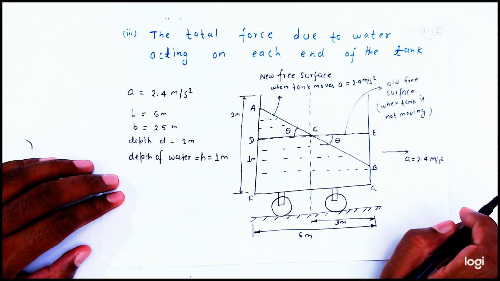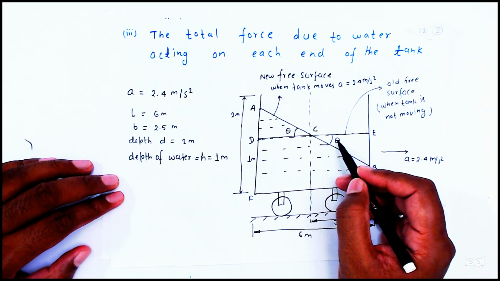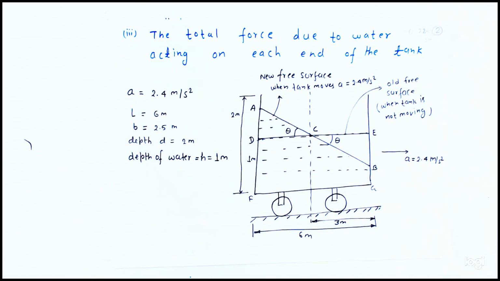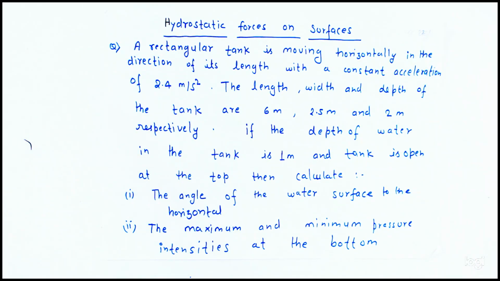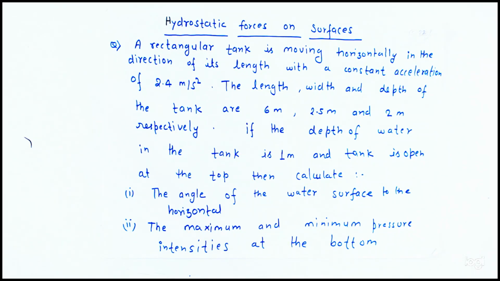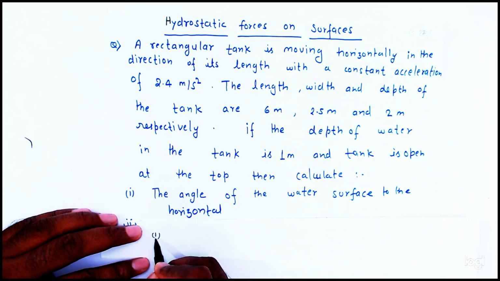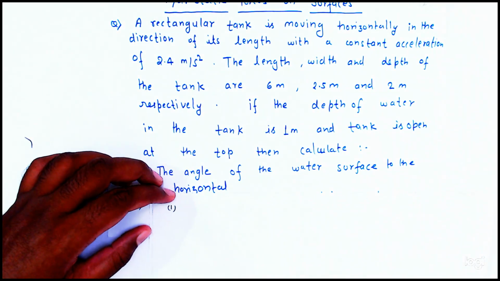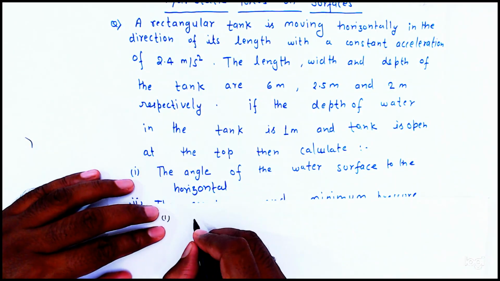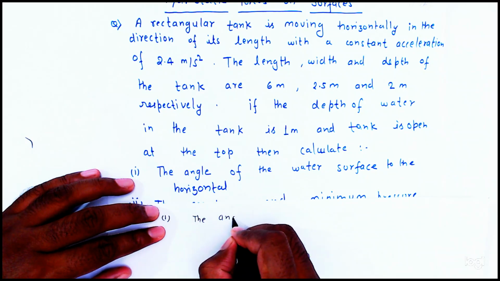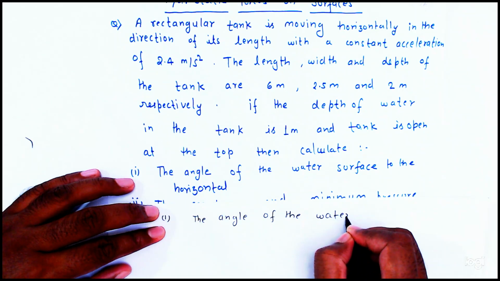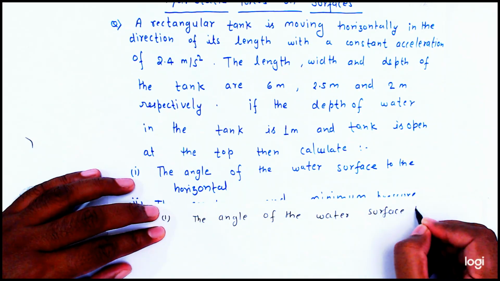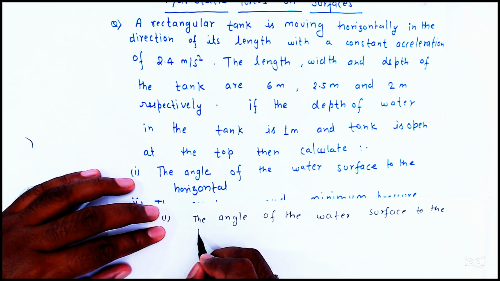Now we have to determine the angle which the surface is making with the horizontal. So friends, what is the angle? The first point is this angle we have to determine: the angle of the water surface to the horizontal.